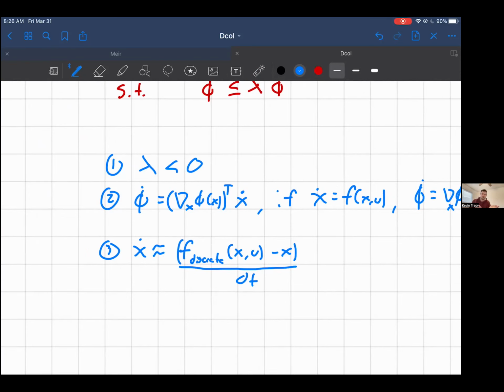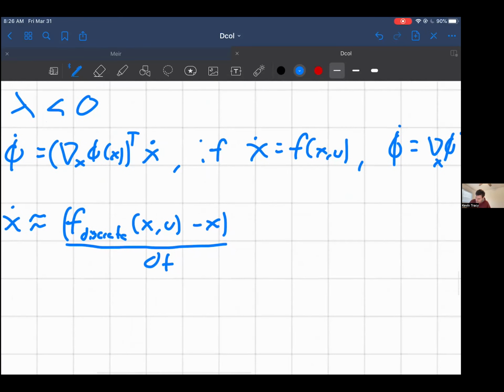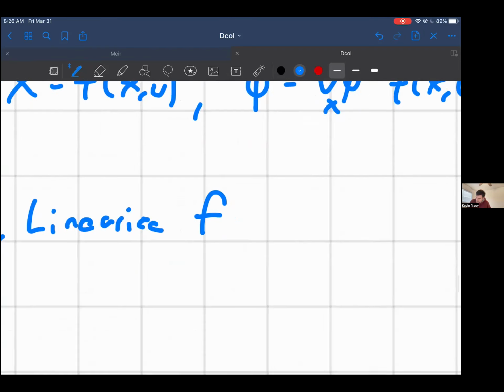And for things like the double integrator, this will capture the influence that the acceleration has on the position, and it actually makes everything work. So you can approximate this, and then you will have to linearize f discrete if it's a nonlinear system.